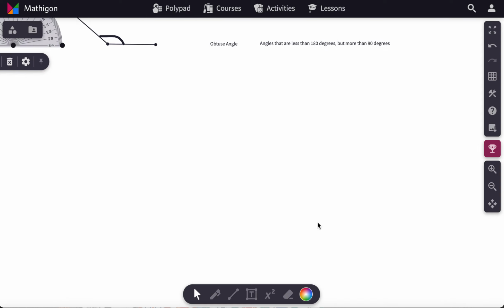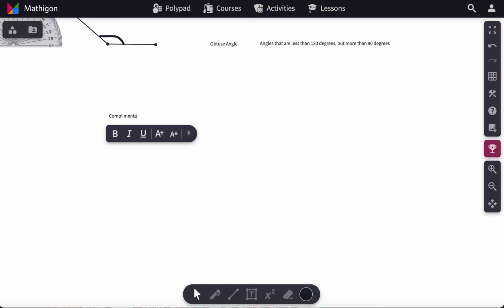So I'm just going to scroll down here. I'm going to create a text box. I'm going to write complementary angles. Now, complementary angles are two angles that add up to exactly 90 degrees, or a right angle. I'm going to show you what I mean by that.